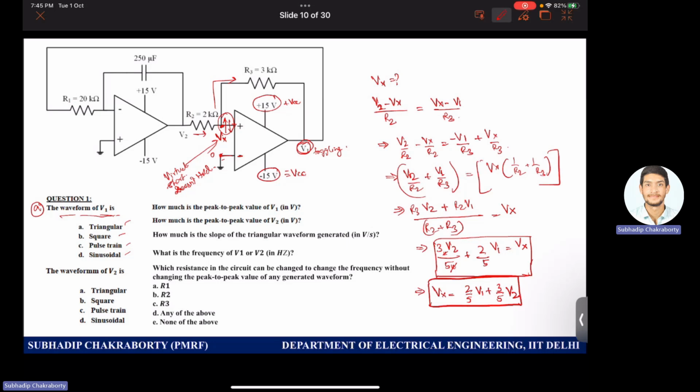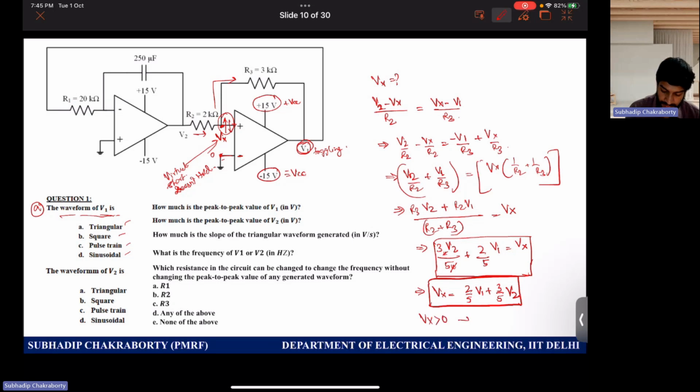So now what can you conclude about the toggling condition? Whenever Vx is greater than 0, then Vout will be driven from minus Vcc to plus Vcc. And whenever Vx is less than 0, Vout will go from plus Vcc to minus Vcc. So this is the toggling condition, and this waveform of Vout will resemble a square wave, just like a pulse, a square pulse going from positive half cycle to negative half cycle. So it will be option B.